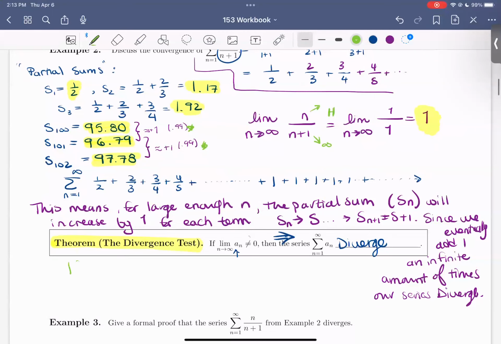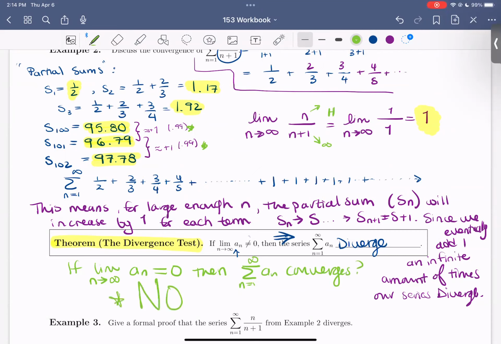So we might consider kind of the reverse question. What if the limit as n goes to infinity of a sub n goes to 0? Then does this mean that the infinite series, the sum from n equals 1 to infinity of a sub n, converges? No, that is not the case. Caution, that's not the case. What is the case is that it could converge or it could not converge.